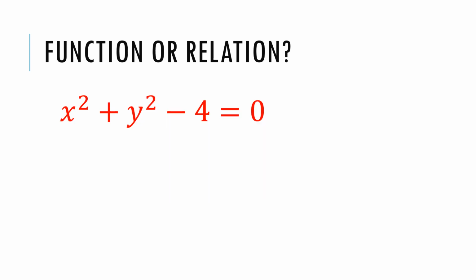How about this equation? x squared plus y squared minus 4 equals 0. Function or relation? So, pag ganito siya, equation yung given, all we have to do is to solve for y in terms of x, then make a table of values. First step, let us manipulate this equation by having the y variable in one side and the other terms on the other side of the equation.